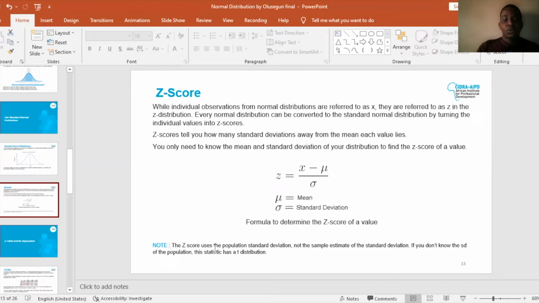Note that the Z-score uses the population standard deviation, not the sample estimate of the standard deviation. If you don't know the standard deviation of the population, this statistic becomes a T distribution.